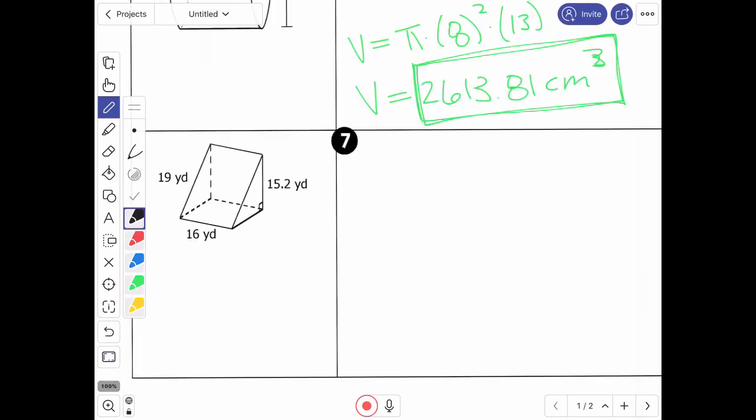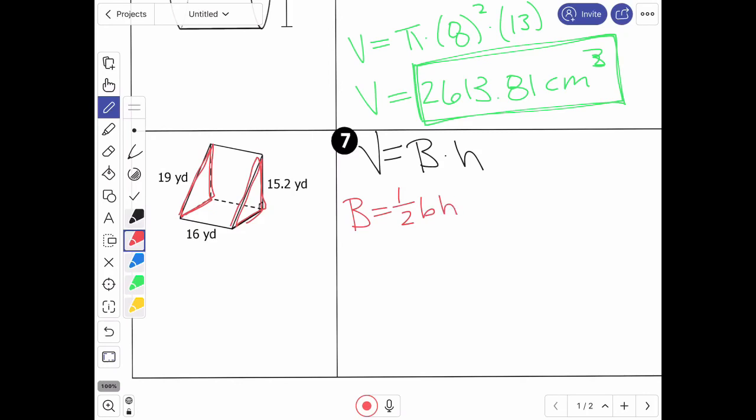For number 7, we have a prism, specifically a triangular prism. So our volume formula is simply going to be the base area times the height. Now when I think about my base area, my base is this triangle, or also this triangle, whichever one you want to use. And so the area formula for a triangle is 1/2 the base side times the height.